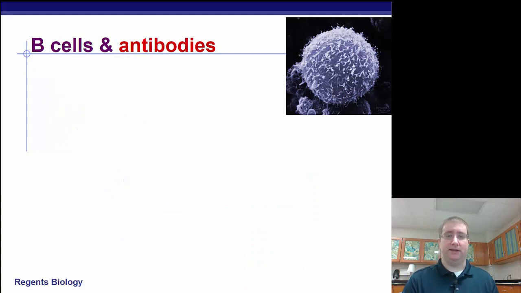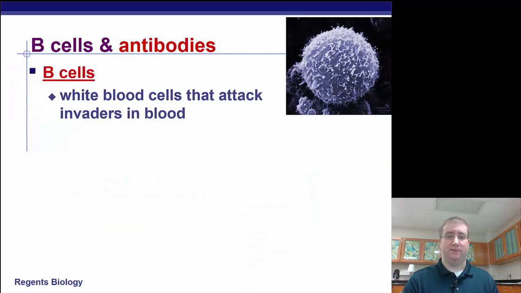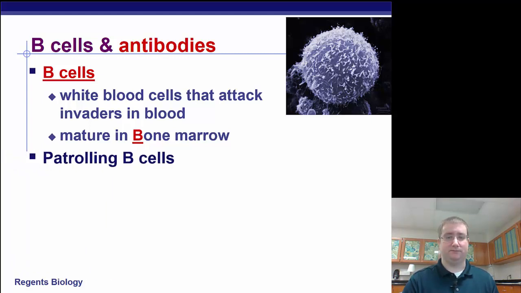B cells are the ones that are going to attack invaders that are floating around your blood or your lymphatic system. One helpful way to memorize where B cells mature is that B doesn't actually stand for it, but it can help you to remember that B cells mature in the bone marrow. As you may or may not know, all of your blood cells, red, white, platelets, are created in your bone marrow inside of your bones. And these B cells actually mature there too. They stay in your bone marrow and they grow up, and that's where they learn how to fight and how to recognize foreign antigens.